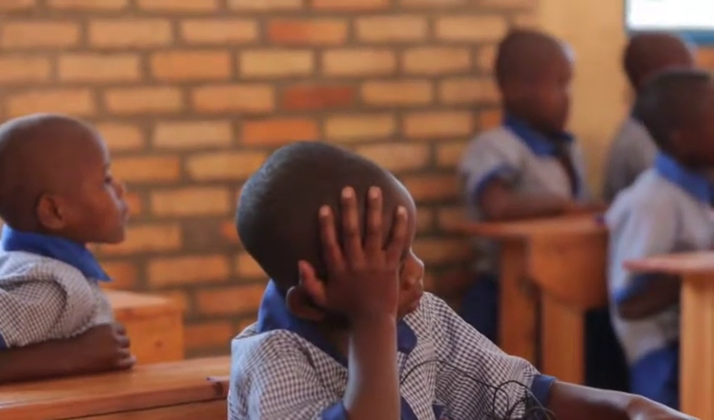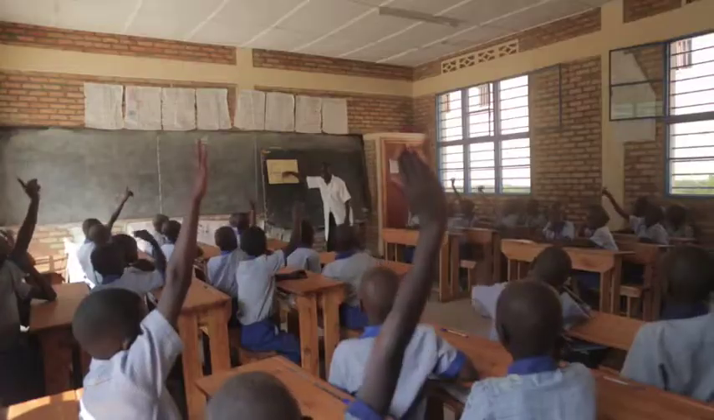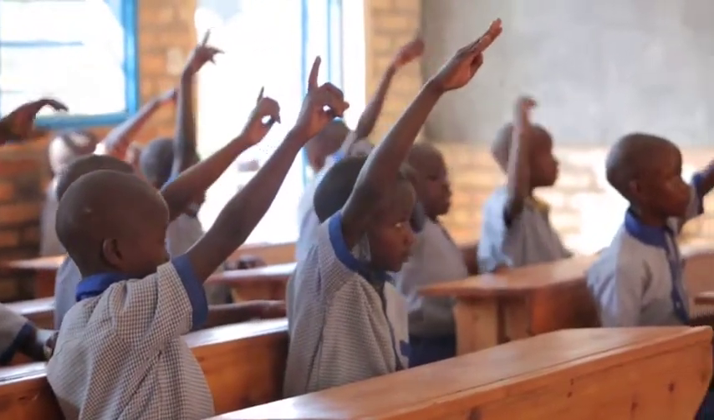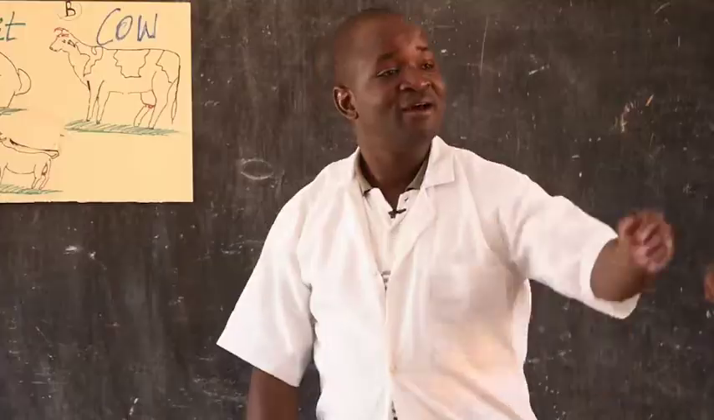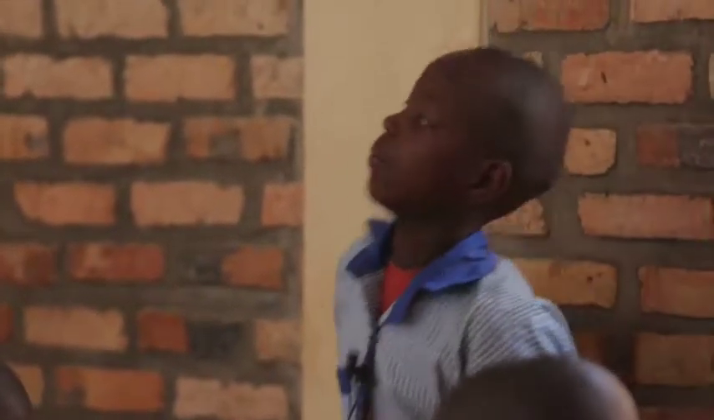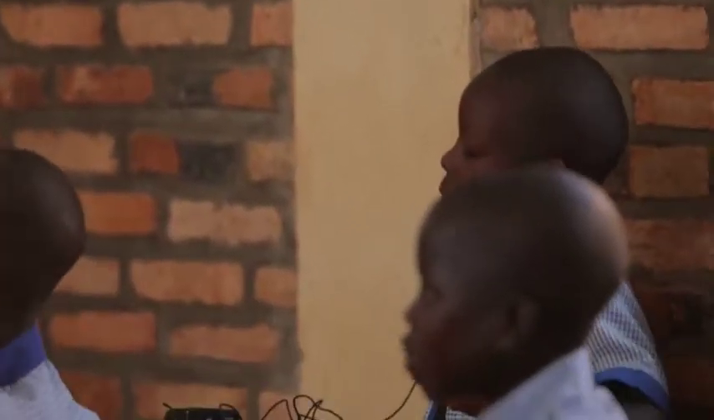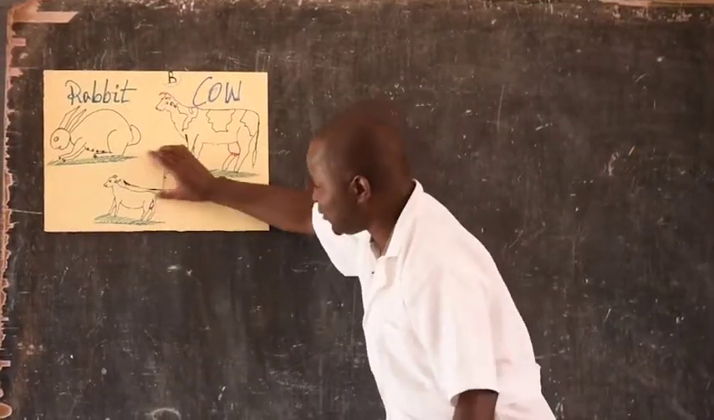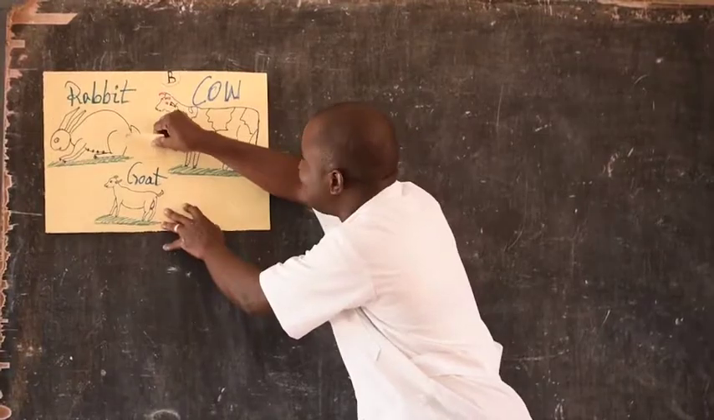We are here. Who can tell us the name of this animal? Tell us. Goat. Okay, this one is a goat. All of them repeat. This is goat. Good. This is a goat.